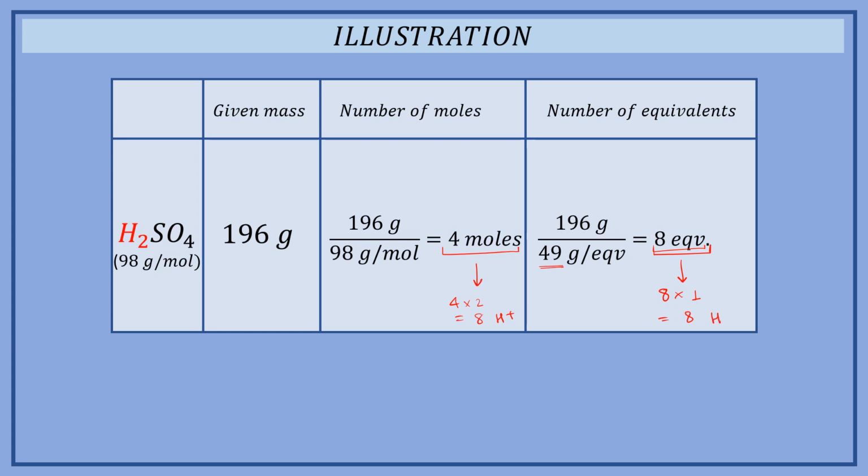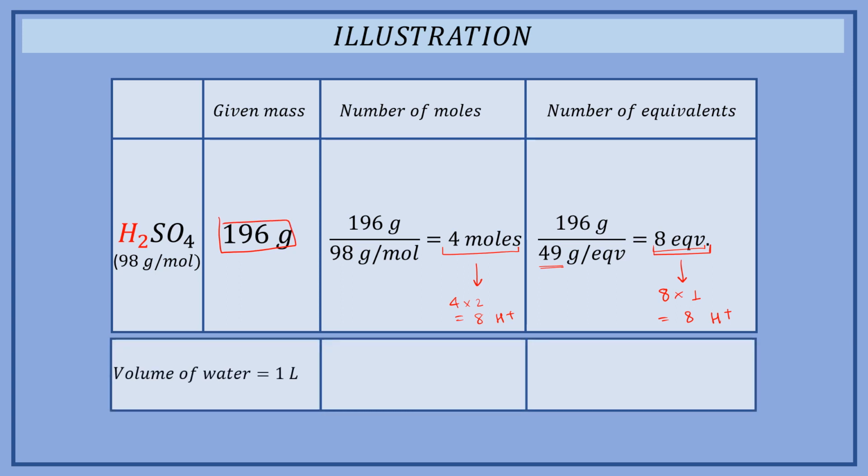Okay, now if we prepare the solution of H2SO4 by dissolving 196 gram into 1 liter of water, then in terms of molarity the concentration will be equal to number of moles divided by volume, 4 moles divided by 1 liter, that will give us a 4 molar solution.